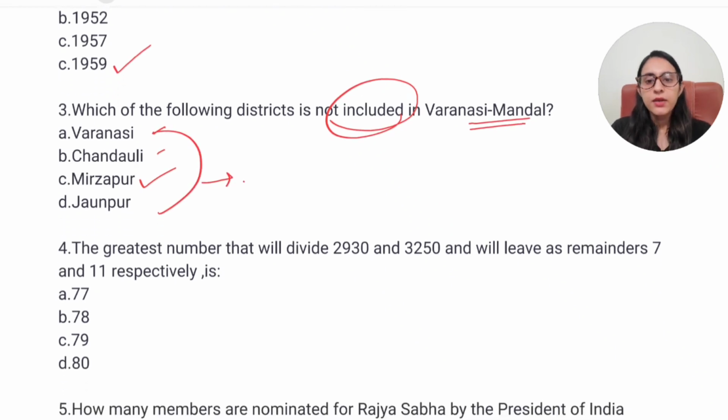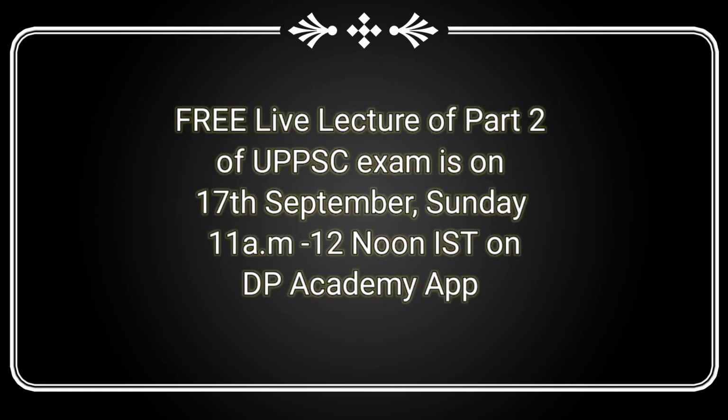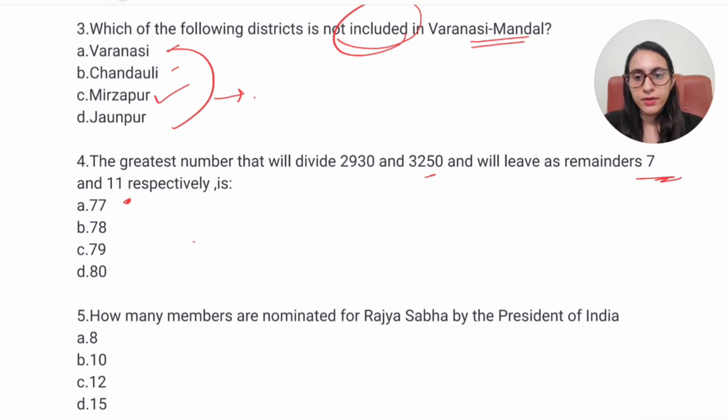Varanasi Mandal system. The next question: the greatest number that will divide 2930 and 3250, leaving the remainders 7 and 11 respectively, is? Okay, so let's break it down simpler. Imagine you have two big numbers, 2930 and 3250. You want to find the biggest number that can go into both of them, leaving behind a remainder of 7 for 2930 and a remainder of 11 for 3250.